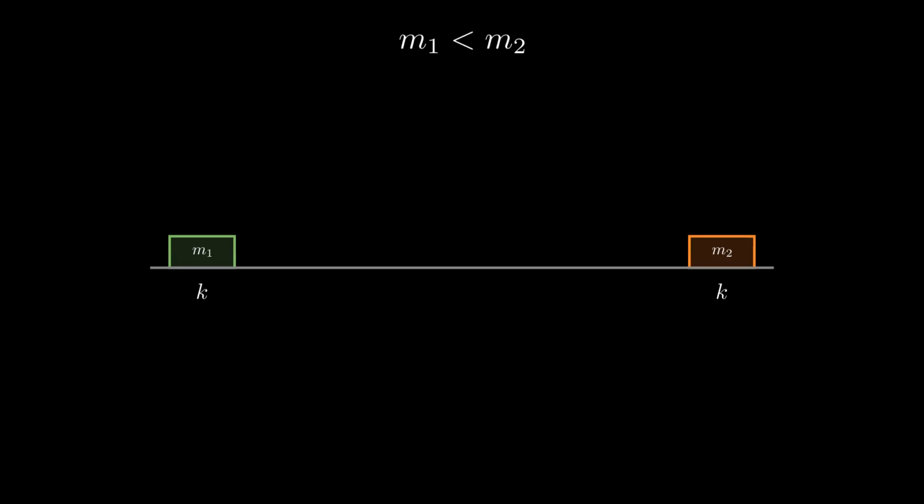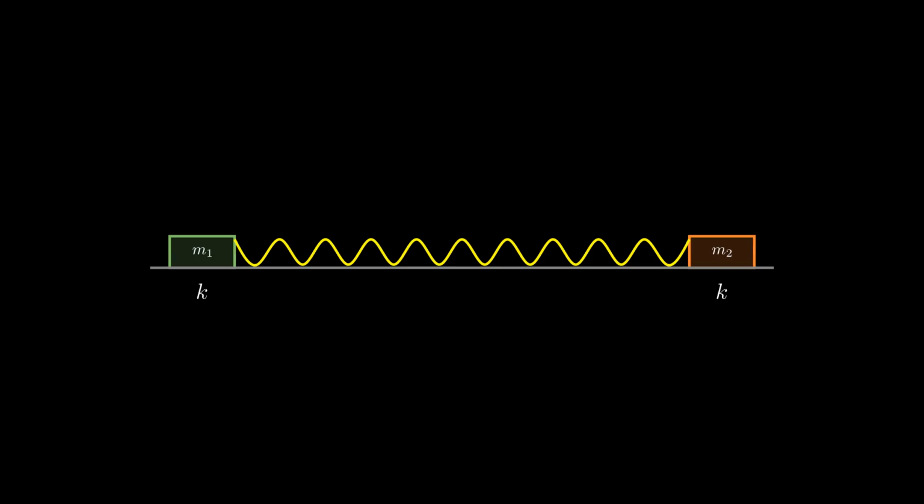Consider two blocks M1 and M2 placed on a rough horizontal surface. The coefficient of friction between each block and the ground is K, and M1 is lighter than M2. The two blocks are connected by a spring which is initially unstretched.